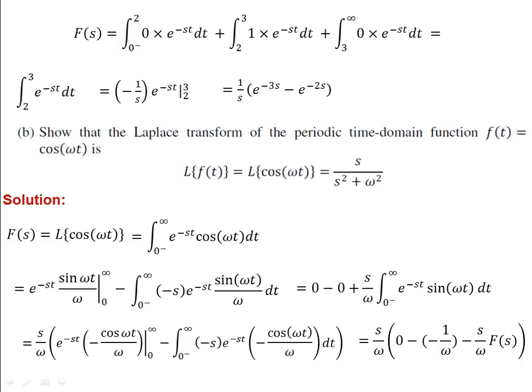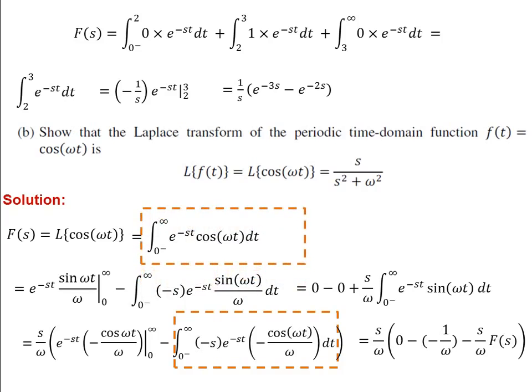In fact, the cosine omega t function when t is infinity is 0, and when t is 0 is 1, giving minus 1 over omega. And if you look at this integral and compare it with the first integral we have, we see that this integral, the first one, is equal to minus s over omega F(s).